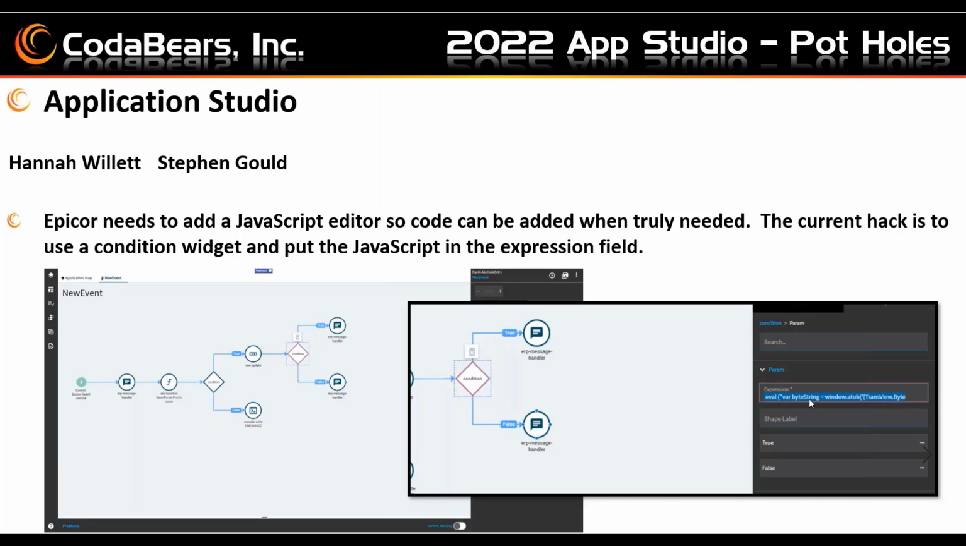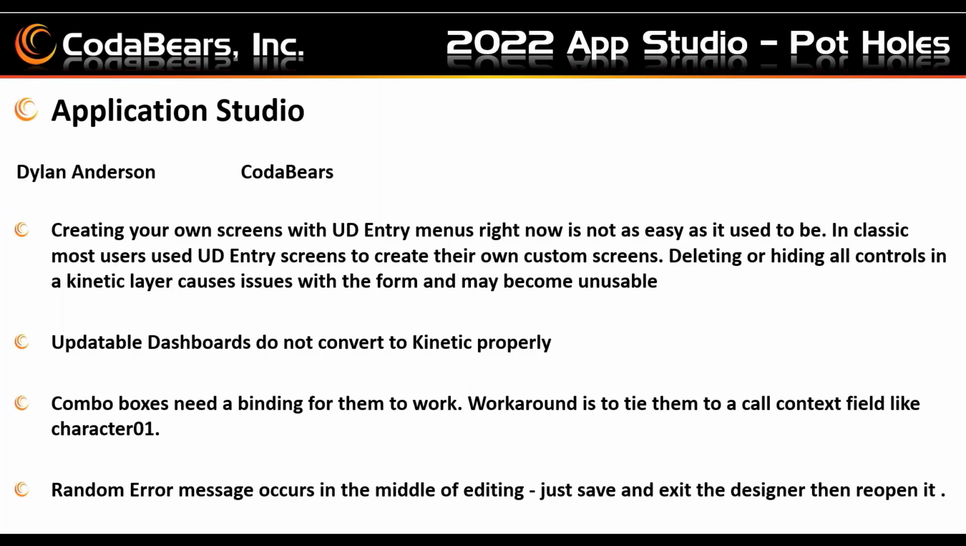I talked with Dylan before he went ill, and he gave me a couple of things that he's been running into issues with in creating your own screens. There was a suggestion out there, the UD entry menus don't really exist. Can I take a layer, remove everything off of it, and create a new layer on part entry, add my BAQs and my things? Yes, that is kind of a hack.